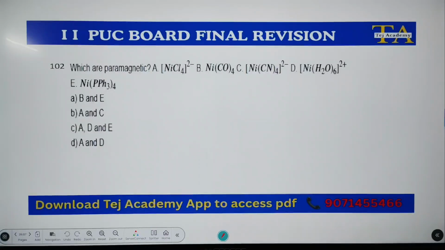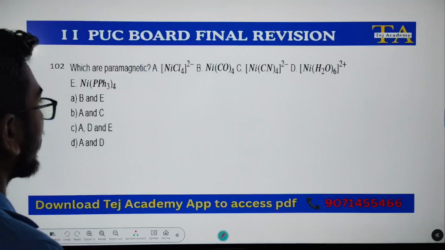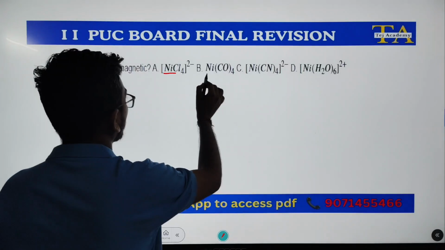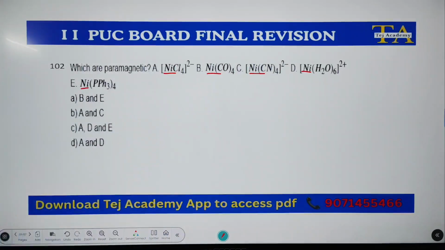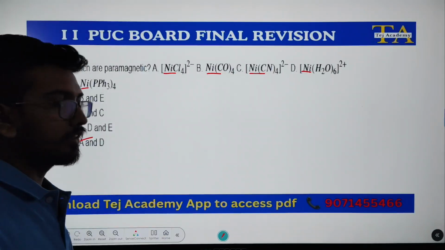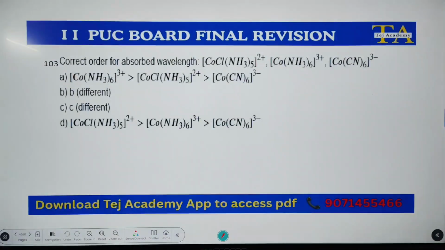For 102, which are paramagnetic? They gave A, B, C, D, E compounds. So we have to identify the paramagnetic ones. If you calculate the number of unpaired electrons for this nickel, you will get A and D as the answer. So you just try to calculate and you will get this answer. Okay. So this is a direct question.